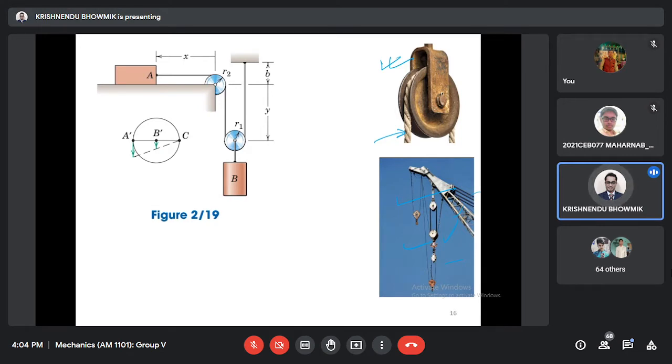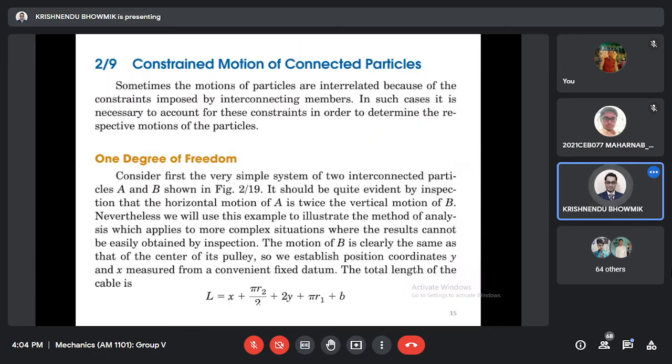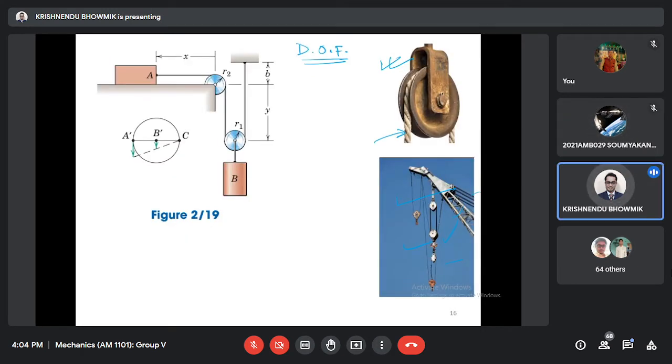Now consider a very simple problem of this type. The first thing we should know is degrees of freedom. What is degrees of freedom? It is the number of independent ways a body can move. Very good. Or the number of degrees of freedom, it may not move.